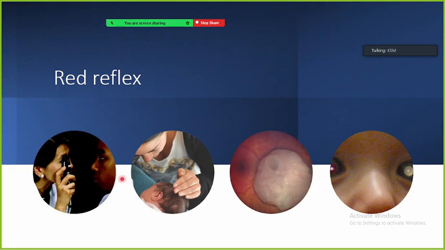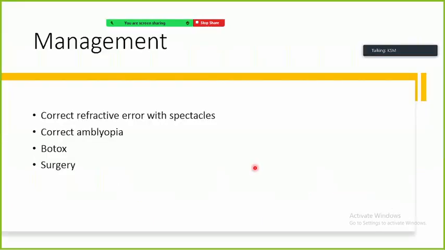So it's important while examining the fundus. Sometimes a child presenting with squint can present with retinoblastoma, which is a malignancy in the child, which, if not treated, can result in the child losing their life as well. So it's important to do the routine examination in a squint.